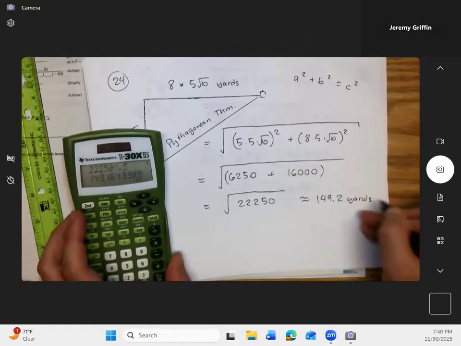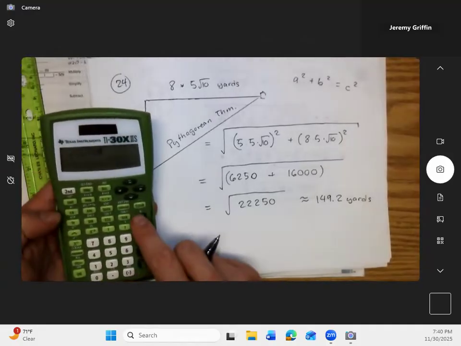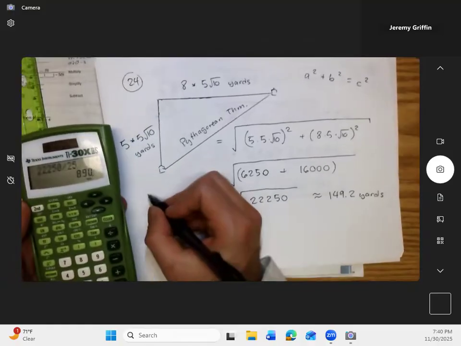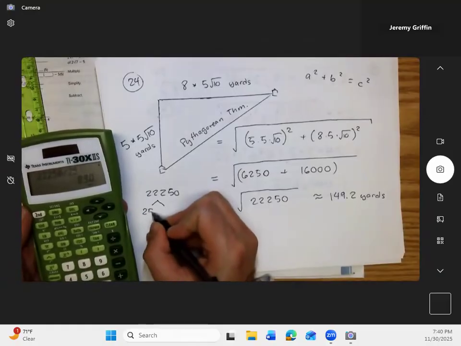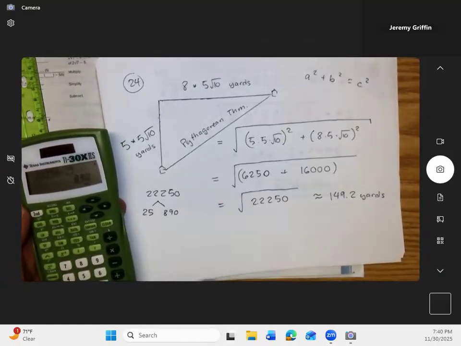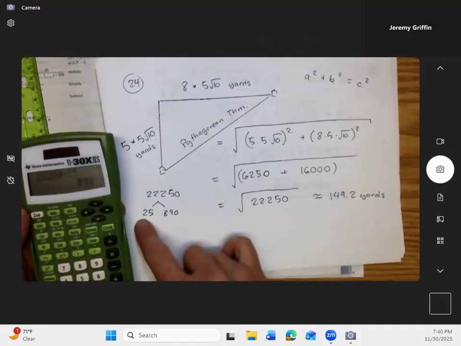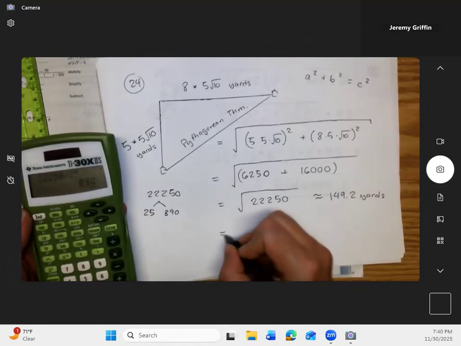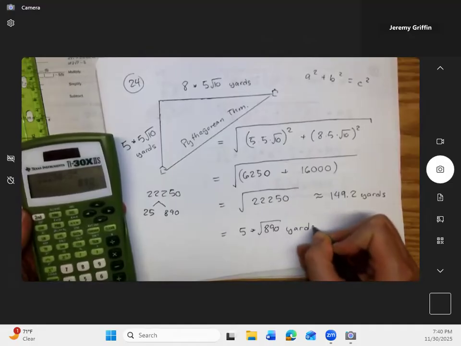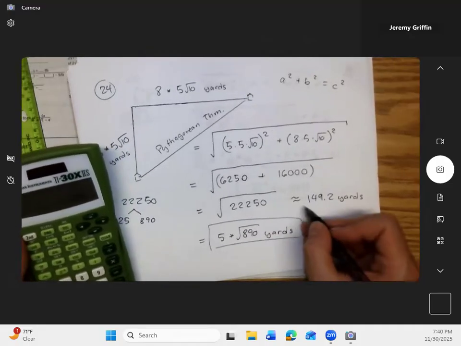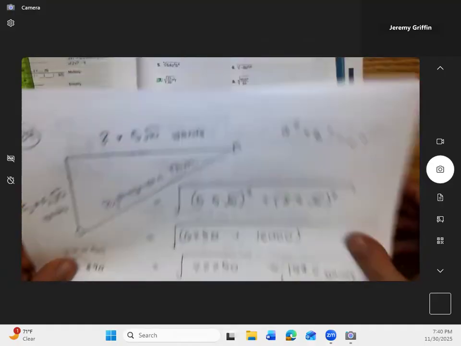But looking at the answer key, it looks like they applied a factor tree. So 22250. What if I pull a 25 out of that? I'll just take a shortcut to the end. It breaks down to 25 times 890. It looks like what your book did is to say, well, let's just leave the 890 because you can't really square root anything out of that, and we'll take the 25 out. The square root of that is a 5. So this could be 5 times the square root of 890 yards. So here's a good simplified answer. Here's a good decimal approximation if you like. It's about 1.5 football fields, somewhere thereabouts.